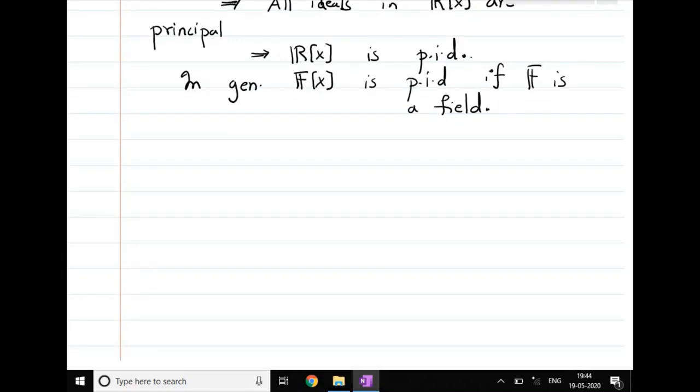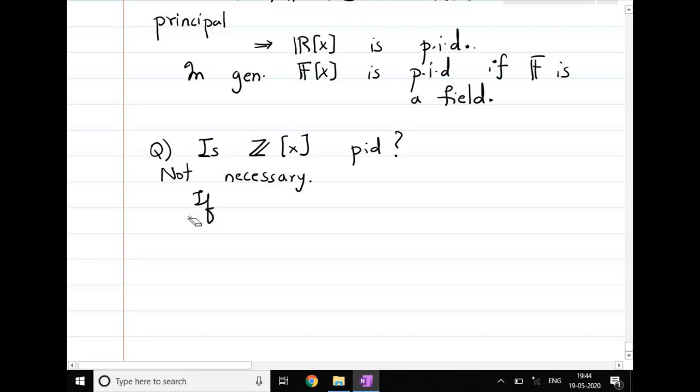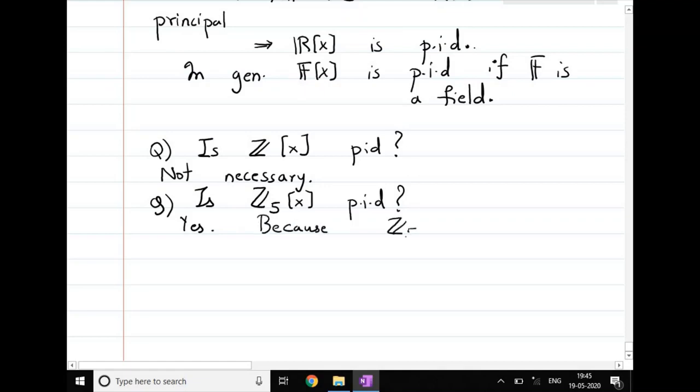So if someone asks me, is Z[x] a PID? I will say not necessarily. Okay. Is Z5[x] a PID? Z5[x] means all polynomials with coefficients in Z5. Then I will say yes, sure, because Z5 is a field. Right?